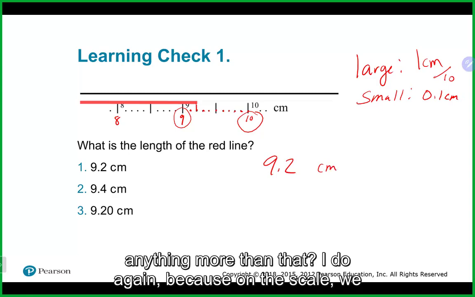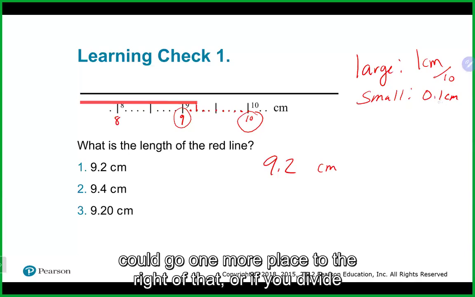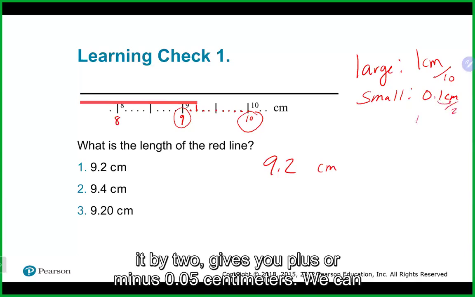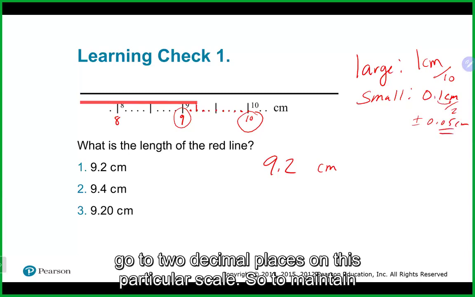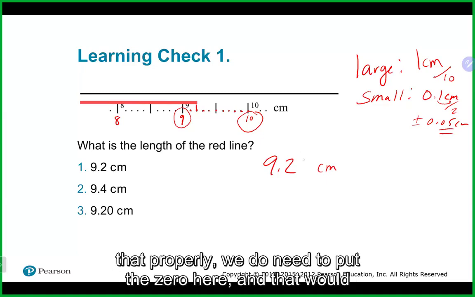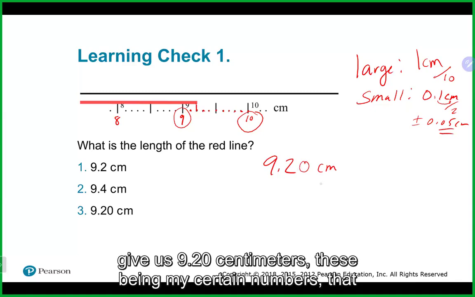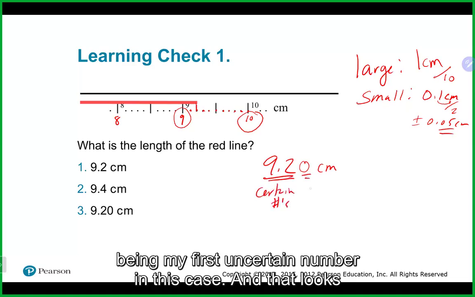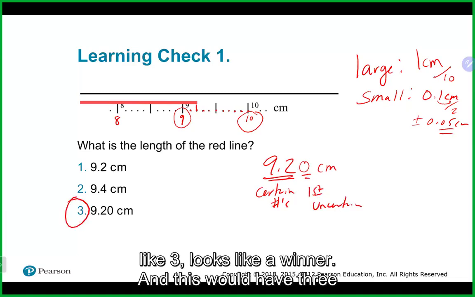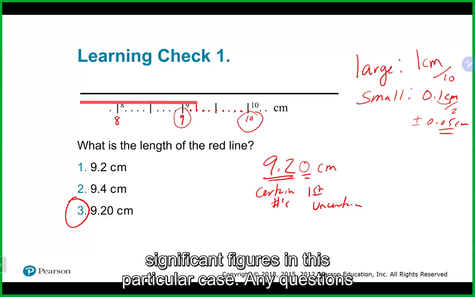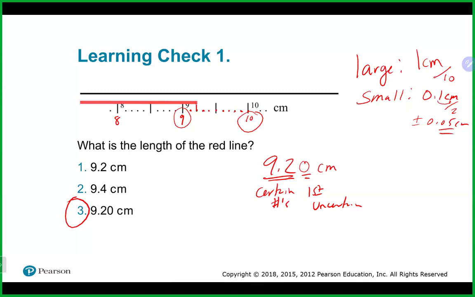Do I need to record anything more than that? I do, again, because on the scale, we could go one more place to the right of that, or if you divide it by 2, it gives you plus or minus 0.05 centimeters. We can go to 2 decimal places on this particular scale. So to maintain that properly, we do need to put the 0 here, and that would give us 9.20 centimeters, these being my certain numbers, that being my first uncertain number in this case. And that looks like 3, looks like a winner. This would have 3 significant figures in this particular case. Any questions on that there?